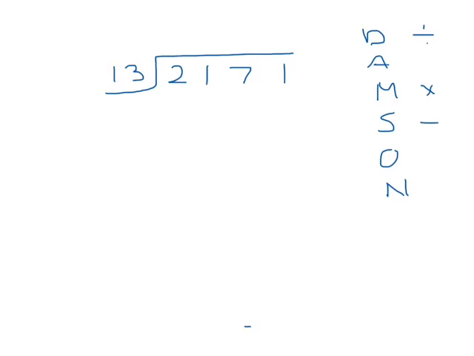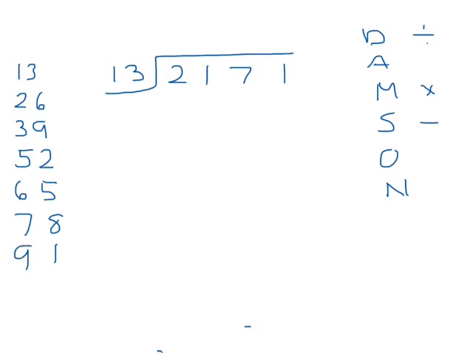Alright, to help me out with this, because I don't know my 13 times table quickly in my head, I'm going to write down the first few stations of the 13 times table at the side. 1 times 13 is 13, 2 times is 26, 3 times is 39, 4 times is 52, 5 times is 65, 6 times is 78, 7 times is 91, etc. And that's going to help me.